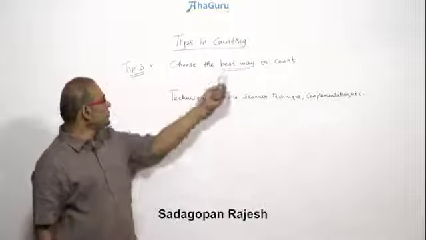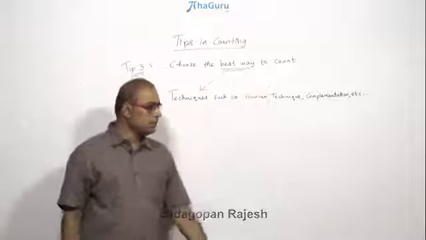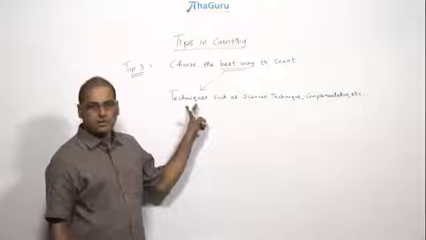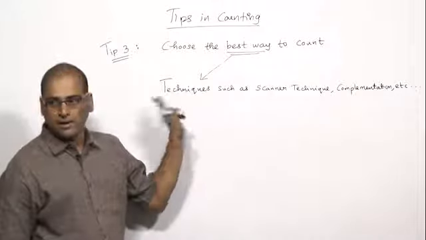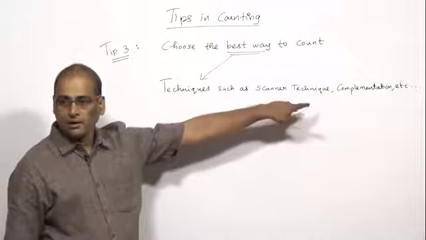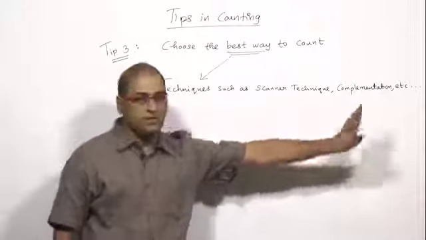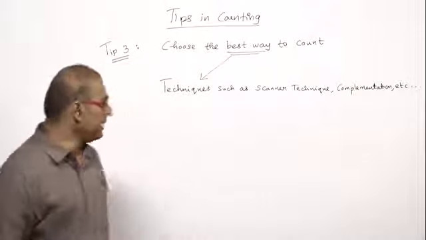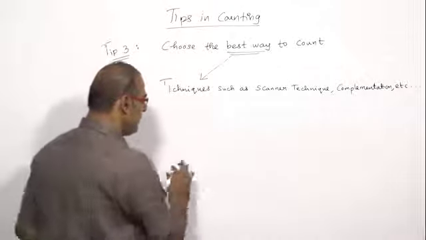So the third tip is choose the best way to count. Techniques. Your best way means I am talking about the technique now. Something like scanner technique, then complementation, etc. Okay, this is again, I can tell you an example, very simple.